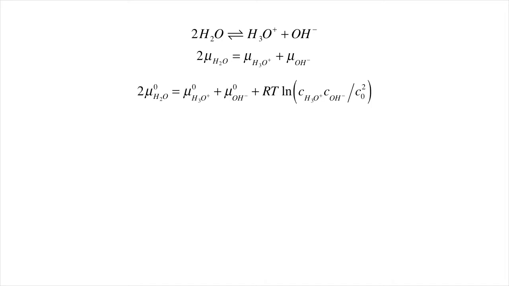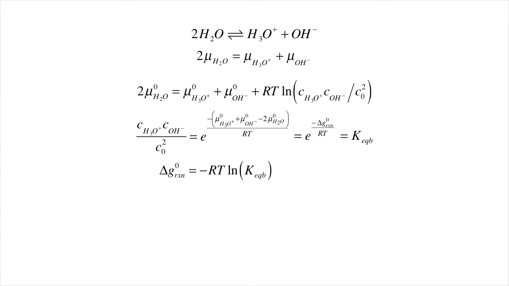Imposing equilibrium of the reactants and products, and then solving for concentration, we find the product of the ion concentrations will be equal to e to the minus delta G0 of reaction divided by RT, where delta G0 of reaction is defined as the difference in standard chemical potential of the products minus the reactants, times their respective stoichiometric coefficients. Based on the form of this equation, we can also identify the exponential as the equilibrium constant for the reaction. Rearranging, we can also say that delta G0 of reaction equals minus RT log K.